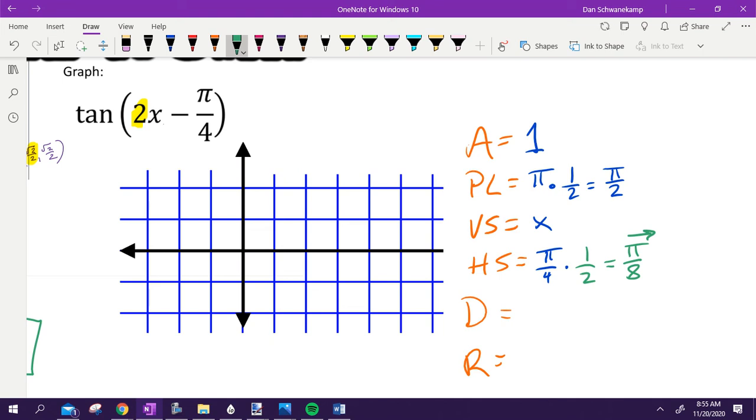Cool. Let's put it on my graph. 4 hash marks. 1, 2, 3, 4. The fourth hash mark is pi over 2. That makes this guy pi over 4. That makes this guy pi over 8. This guy's 3 pi over 8.